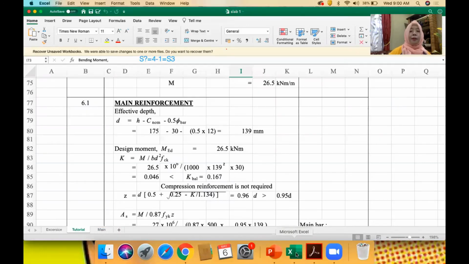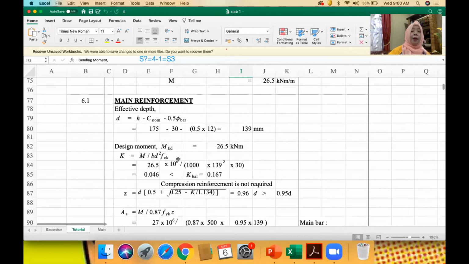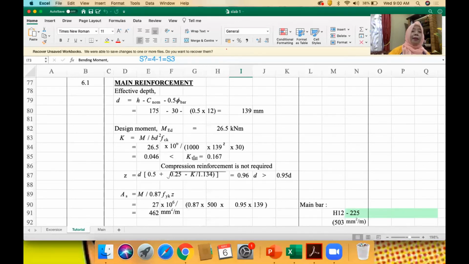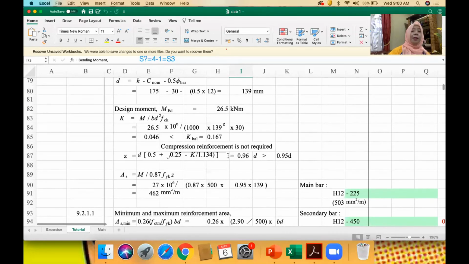Okay. So remember this equation? C nom, bar 2. Okay, 139. And then K is equal to M over b d square fck. So remember, bear in your mind here, don't forget 1,000, because we are designing the slab, not the beam. So your K must be compared with the 0.167 because we don't do the redistribution. Okay, so K is less than 0.167. Therefore, we don't require compression reinforcement.